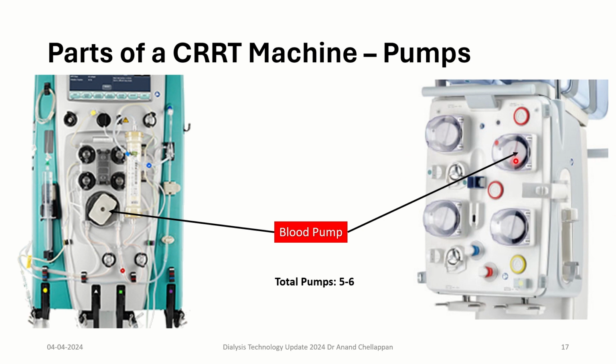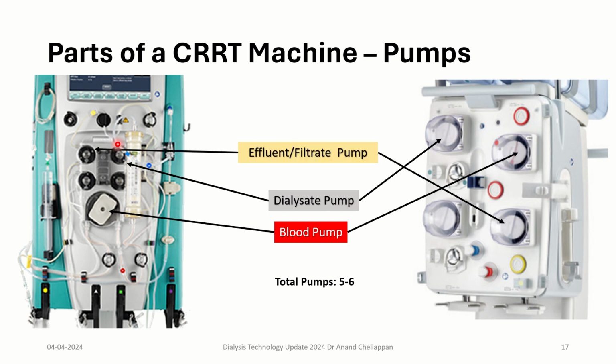So this is the blood pump. In this picture, with the pre-connected circuit, you can see the blood coming in and it's being pumped into the dialyzer. And here in the Fresenius machine, we have the blood pump here. Then we have the dialysate pump, which is located here in the Fresenius machine. It is located here in the Baxter Prismaflex machine.